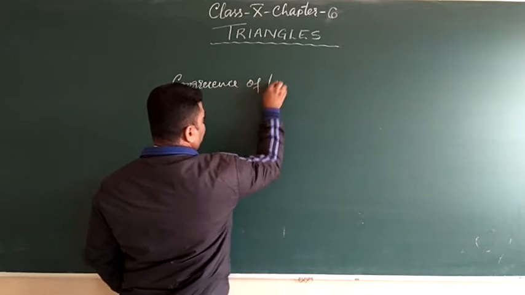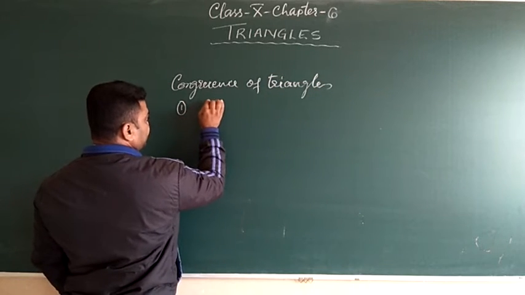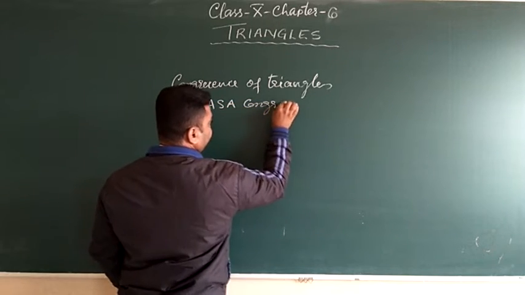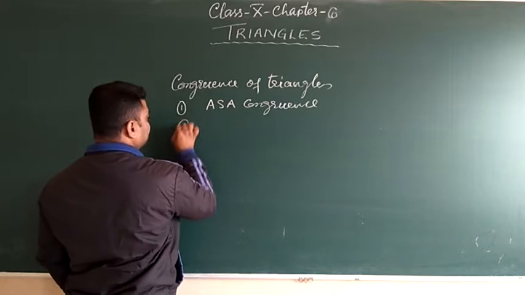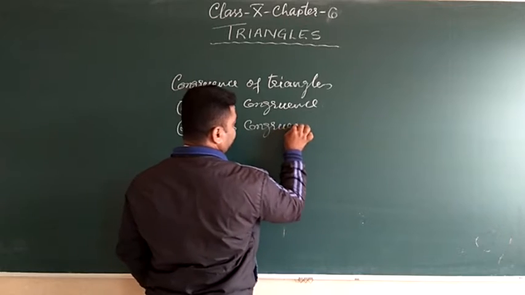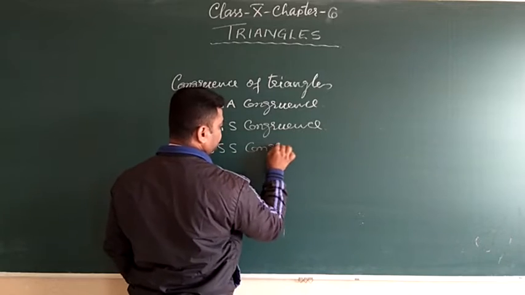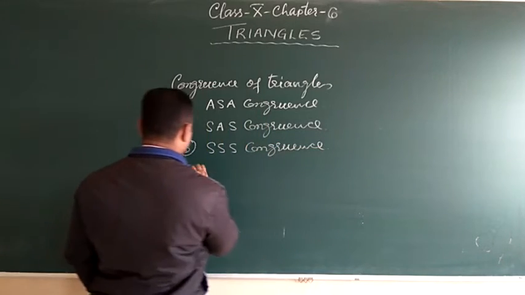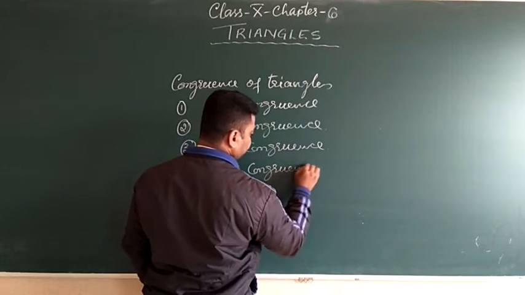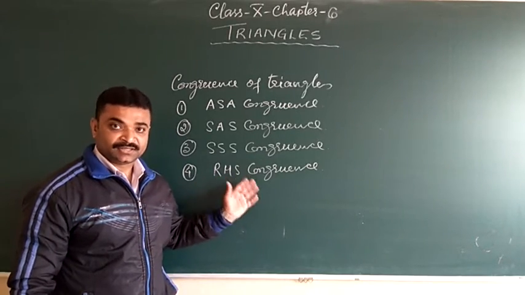So, in the previous classes, you have studied the congruency of triangles. The first one is ASA congruency. The second one is SAS congruency. Then SSS congruency. And the last one, RHS congruency. These congruency criteria you have studied earlier.